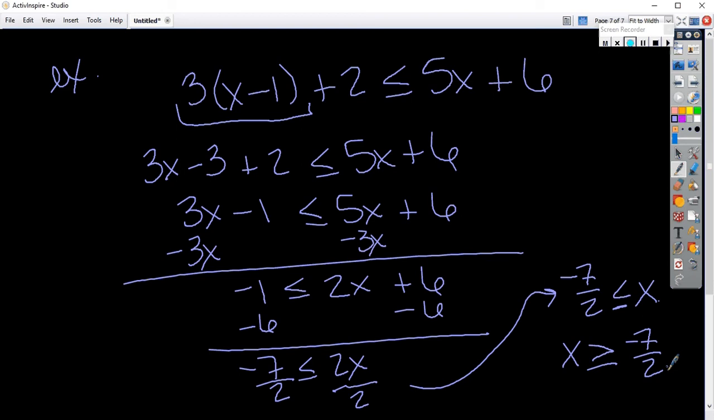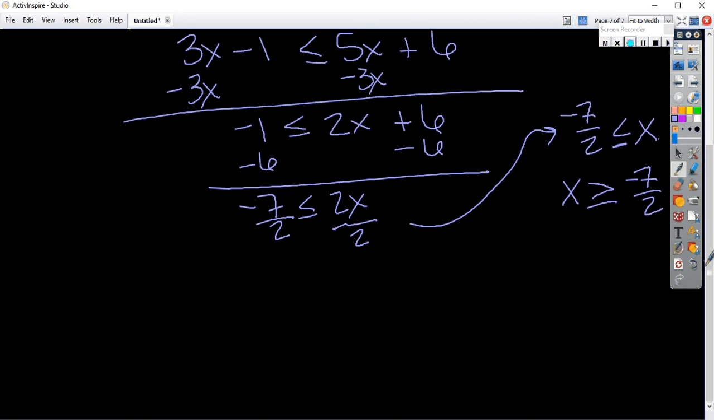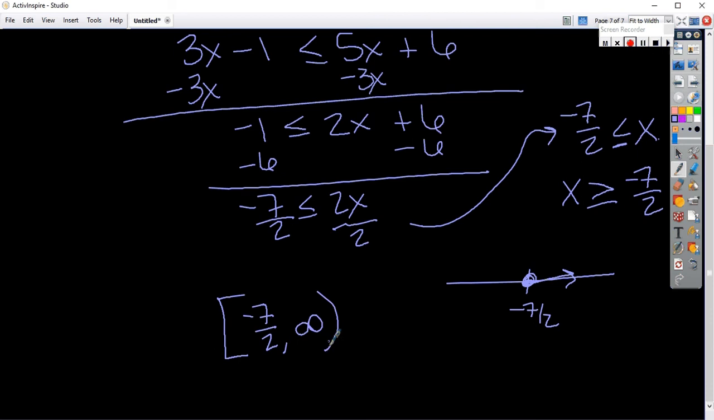How might I write that in interval notation? Y'all can do this. Let's think about it on a number line first. -7/2, is it open or closed dot? Closed. Does it go to the right or to the left? To the right. Now tell me interval notation, what does it look like? Bracket. And infinity. Smallest to biggest. Always smallest to biggest. Does that make sense? Yes.